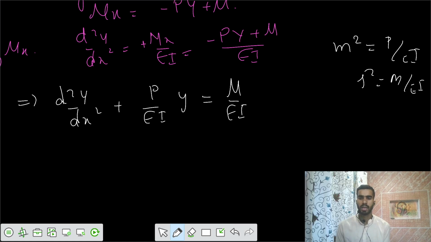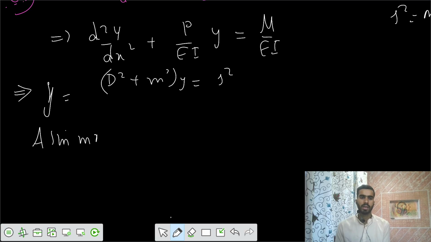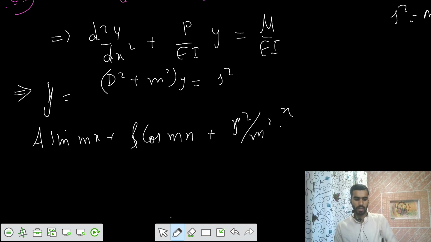So the differential equation becomes d squared y by dx squared plus m squared y equals s squared. The solution is y equals A sin mx plus B cos mx plus s squared by m squared of x. So let's apply the boundary conditions.